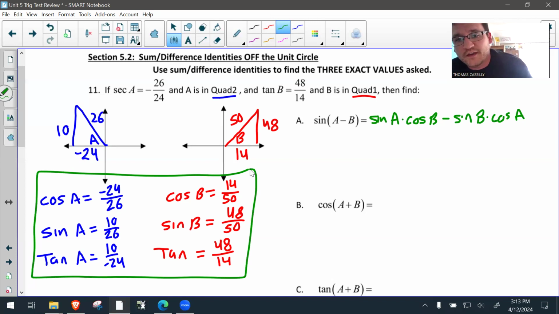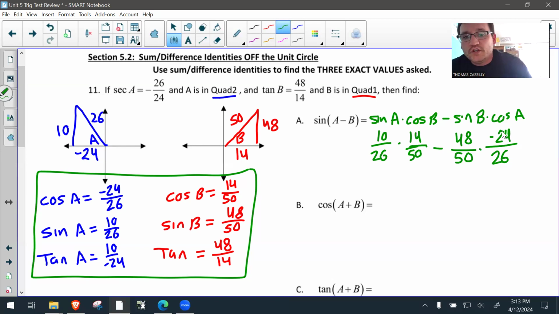The sine of A is 10 over 26. The cosine of B is 14 over 50. Just be very careful when you're plugging this stuff in. See, I almost made a mistake. The sine of B is 48 over 50. I'm telling you to be careful, then I almost made a mistake. And then the cosine of A is negative 24 over 26. These two are being multiplied together.